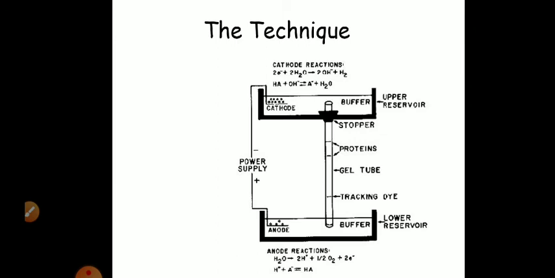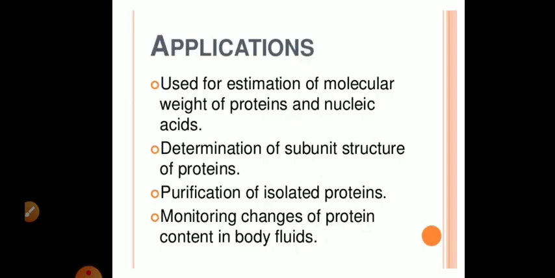Once you remove the gel, stain it and then observe it, you can see clearly proteins in the form of blue colored bands. What are the applications? It is used for estimation of molecular weight of proteins and nucleic acids, determination of subunit structure of the protein, purification of the isolated proteins, and monitoring the changes of protein content in the body fluid. So that is all about polyacrylamide gel electrophoresis, and we will stop here.